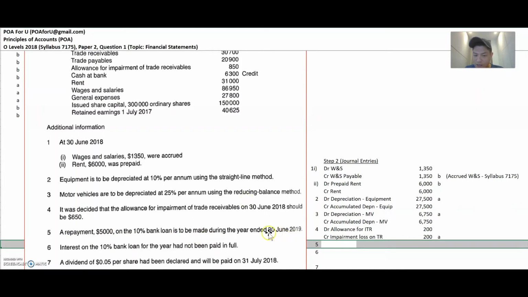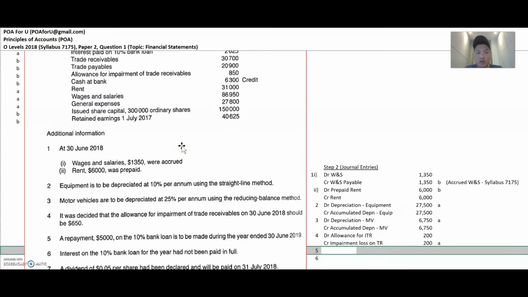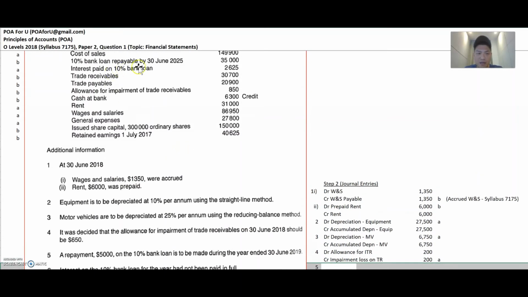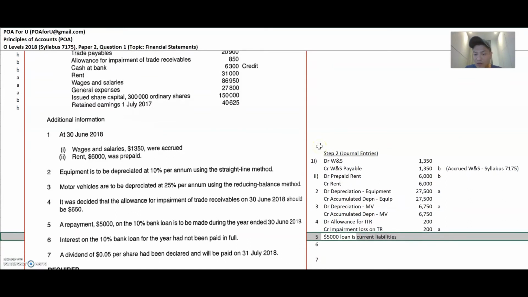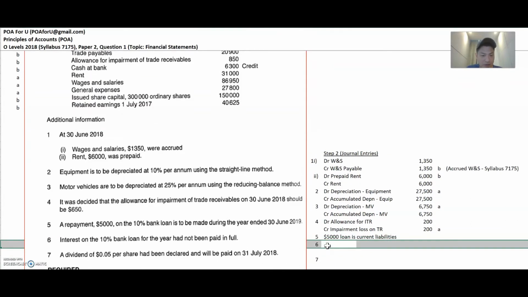Okay. Now, the 5th one is a repayment of $5,000 on the bank loan to be made within the next 12 months, right? Because it's June 2019, your year end is June 2018. So when it's the next 12 months, that means this bank loan that is repayable in 2025 is not all long-term liabilities. Some of it is actually current liabilities because you have to pay it within the next 12 months. So I'm going to put a note here to say that $5,000 of the loan is current liabilities, and I will take note of that in the next steps.